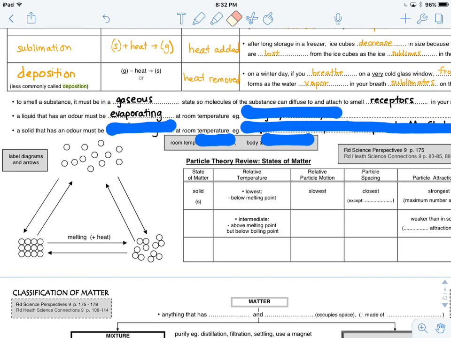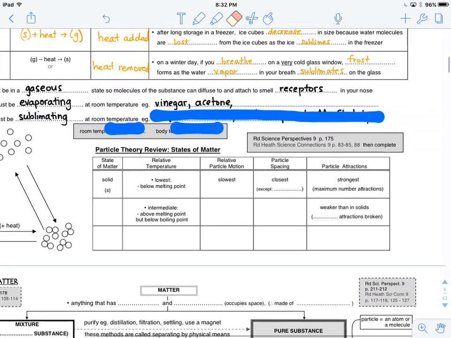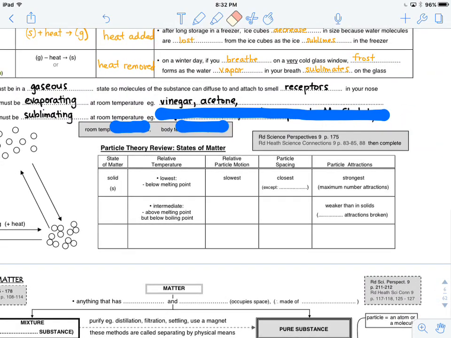Examples of this, and I'm sure that you can think of some, are vinegar and acetone. Two substances that are liquids and you can really smell them, but that means that they're evaporating, right? Alcohol is another one of these that has that property. Gasoline. A solid that has an odor then must be sublimating at room temperature. So if you can smell a solid, then it must be sublimating.